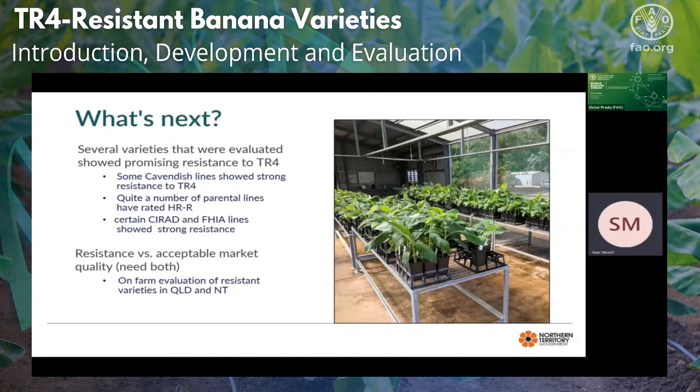But one thing I want to point out is that even though we've identified some lines that are resistant, that doesn't necessarily mean they're great for the market, particularly in Australia or internationally. At the moment it's a bit of resistance versus market acceptability, but in reality we need both. So we're looking at, particularly in the Queensland group, pre-commercialization trials, evaluating some of the resistant lines we've identified in the Northern Territory and giving some as a research trial to growers to see how they go. We're waiting to see what feedback we get from the growers, but hopefully we can get something useful out of that.